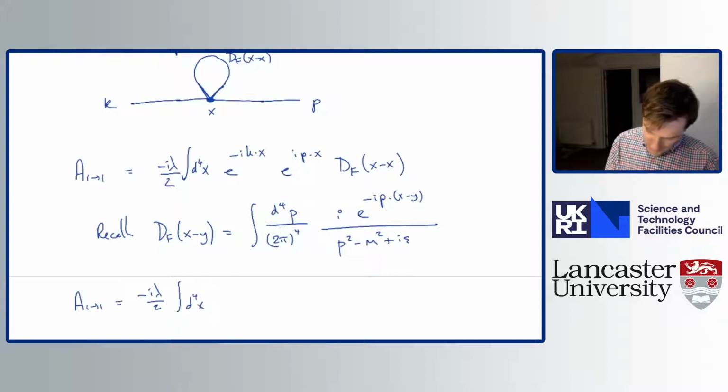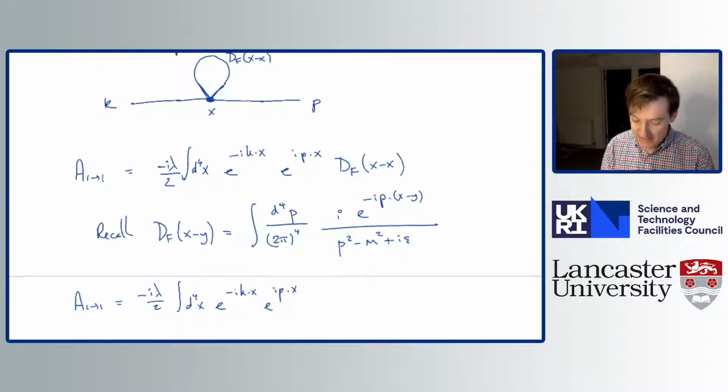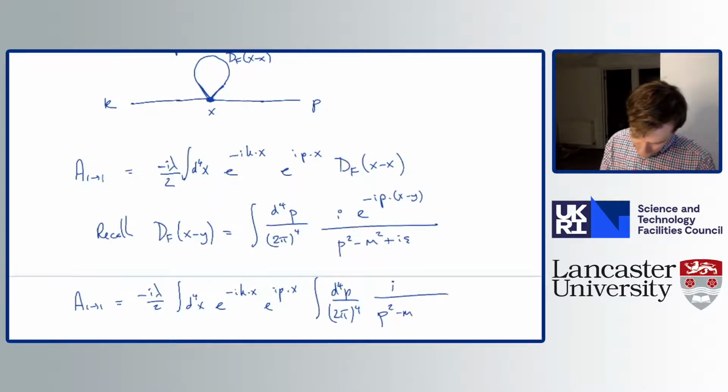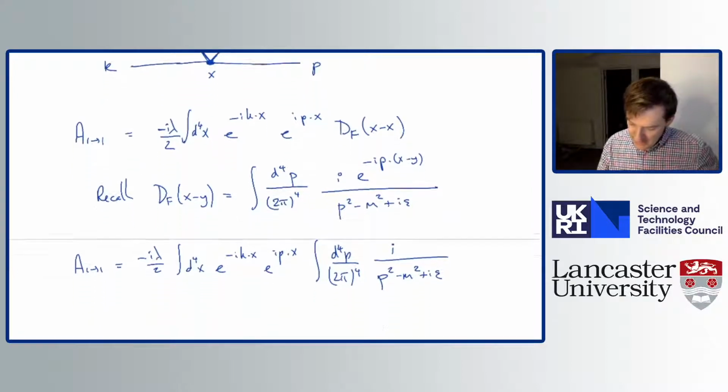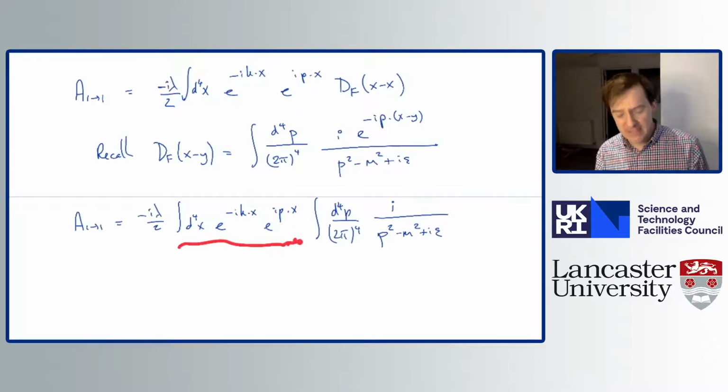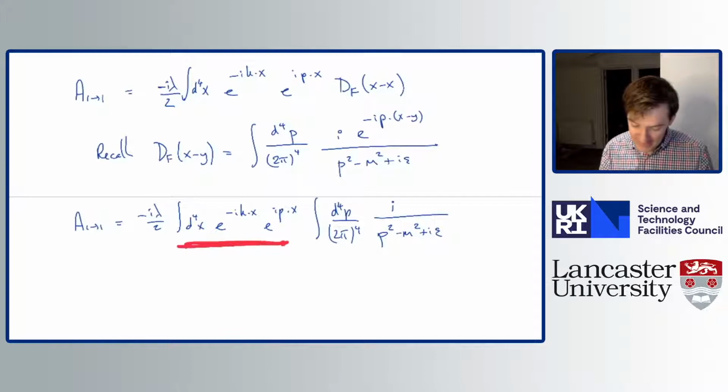Let's see what we get. The expression above has an x minus x term. So with the x minus x term here, we just get a factor of e to the 0, which is 1. So the propagator can be written in this way. What you may see here is that the only x dependence is in these exponentials. So we can gather these together and integrate over x, and we'll get a delta function.